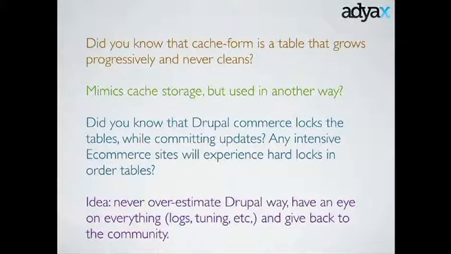Well, another thing we learned is that if you do everything the Drupal way, like everybody here is doing, never any raw SQL queries in theming, well, perfect. But even this is not enough. At some stage, you face some Drupal internals problem. For example, we discovered that the cache form table grows, and we got like 10 gigabytes of this table. It never cleans, so we had to add some code to clean it up. Actually, I think that cache form is a cache storage, but it's used in another way. For example, we also got these Drupal Commerce logs tables growing while committing updates.